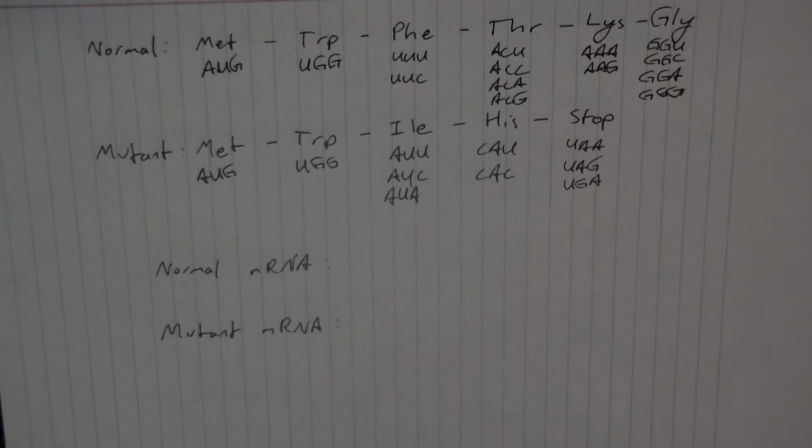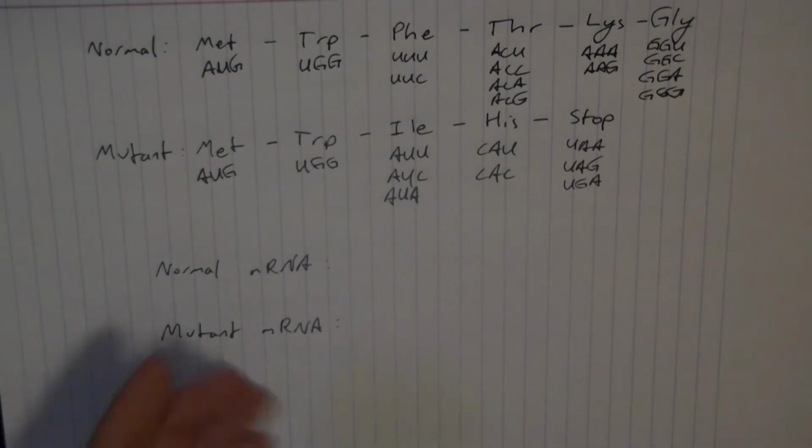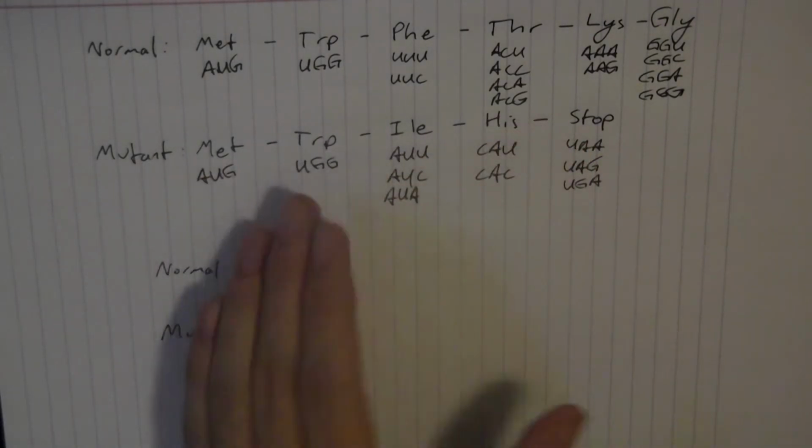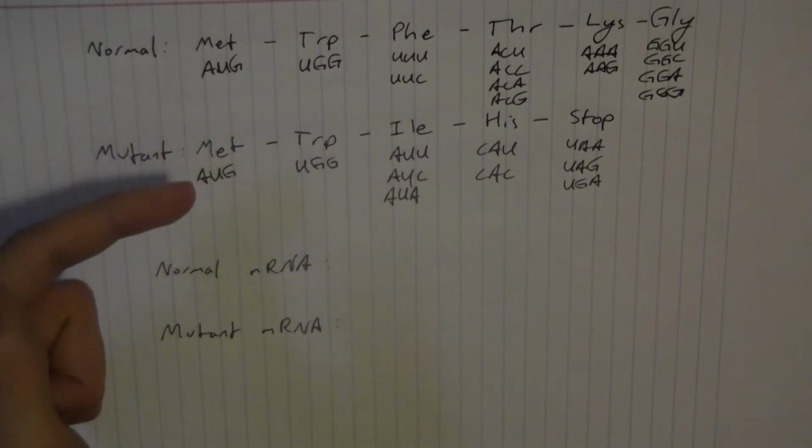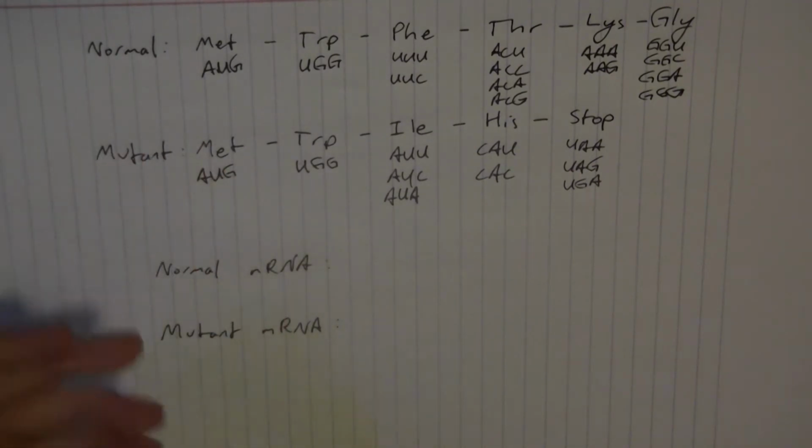Alright, so today I'm going to be showing how the addition or the deletion of one base pair results in the creation of a non-functional mutant protein using this protein. First thing that I like to do is write out all of the amino acids, and then write out under them the codon that would go with each.